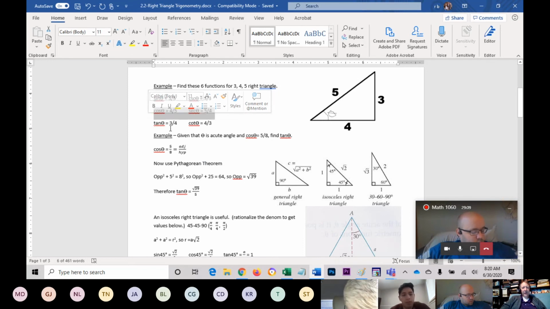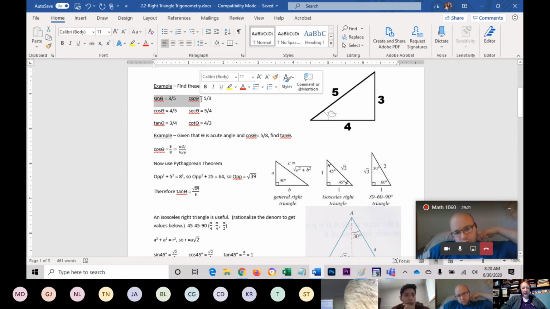So one way to remember this: S and C, and then this is C and S. If you think about the letters, they're kind of backwards. So sine goes with cosecant, cosine goes with secant.